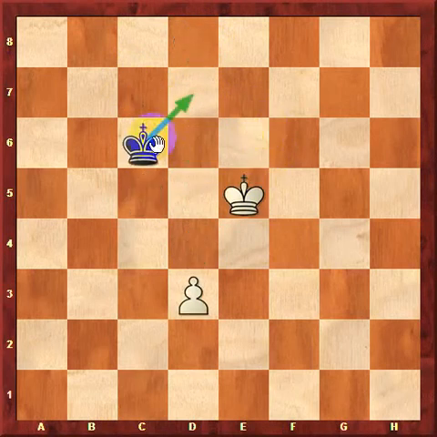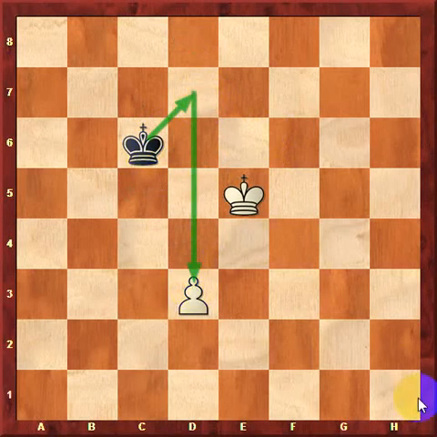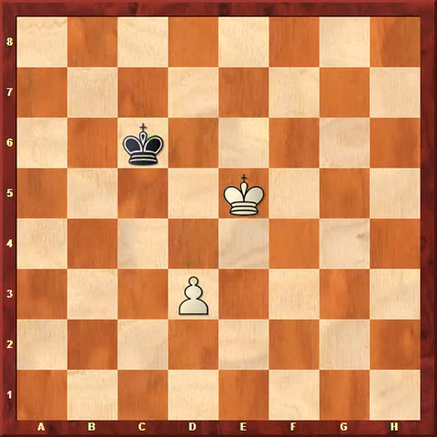So black plays king to d7 in order to get in front of the pawn. Of course, he can get opposition, but his opposition here isn't exactly meaningful, and he would much rather prevent the pawn from promoting instead.